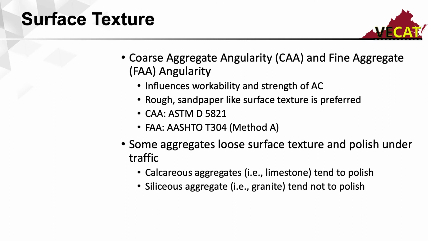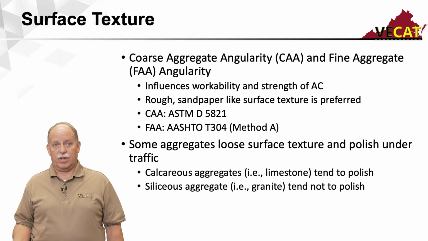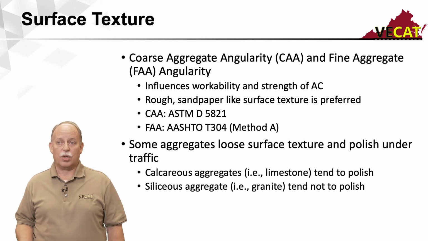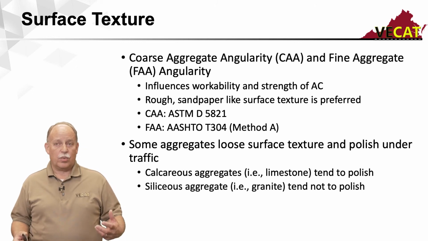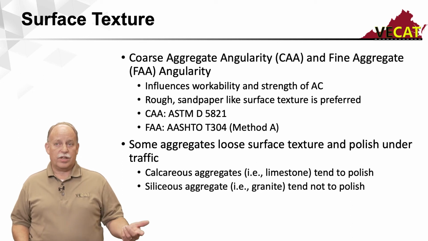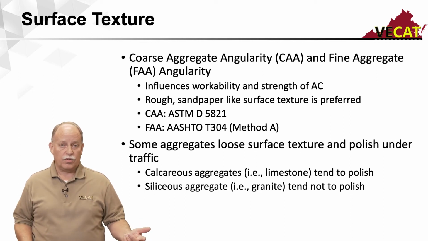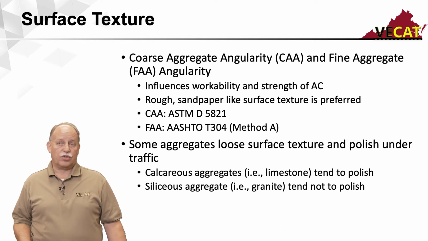Let's talk about surface texture for a second. We have coarse aggregate angularity, and we have fine aggregate angularity. And these influence the workability and strength of the asphalt concrete. We want a rough sandpaper-like texture so that we can have, again, that bonding that we talked about. And these are measured through ASTM D5821 for the coarse aggregate angularity and AASHTO T304 method A for the fine aggregate angularity.